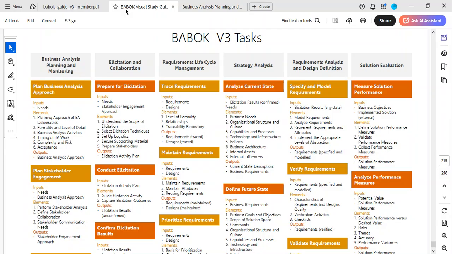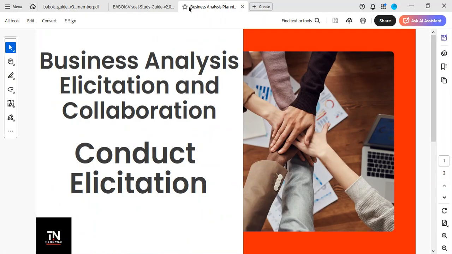And now looking at your elements for conduct elicitation, it will be guide elicitation activity, and capture elicitation outcomes. And then your output will be elicitation result, unconfirmed. Yeah, because you're just getting this result, you're just trying to clean it up. You are still going to push it back to the stakeholders for them to confirm if this is correct or not, if you've left out stuff and all whatnot before you move on to the next thing.